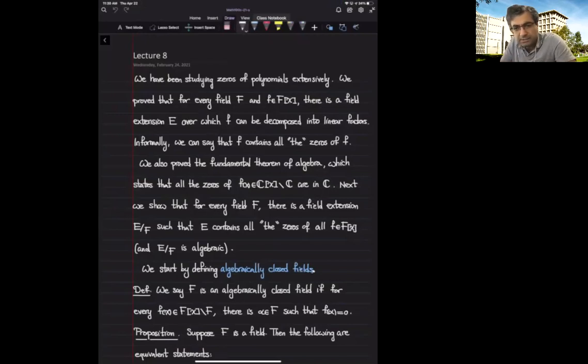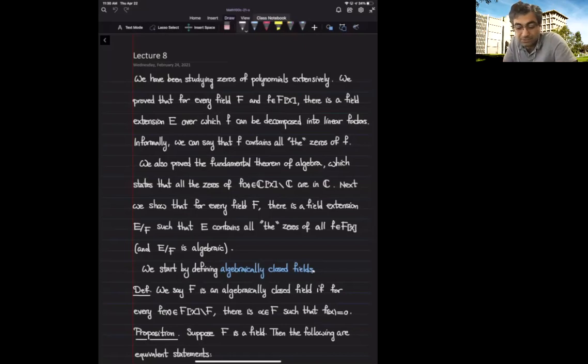So now the question is, can we find a field that contains all the zeros of every polynomial in F[x]? Whenever we say all the zeros, we have to be slightly careful because we might have different copies of the same splitting field. So here we mean essentially having one copy of a splitting field inside this larger field.